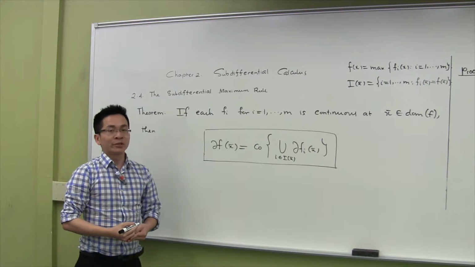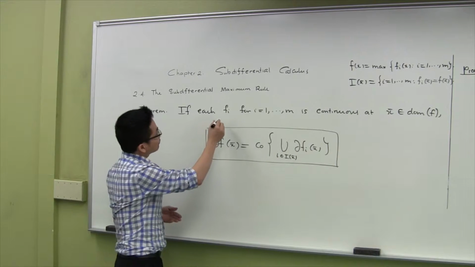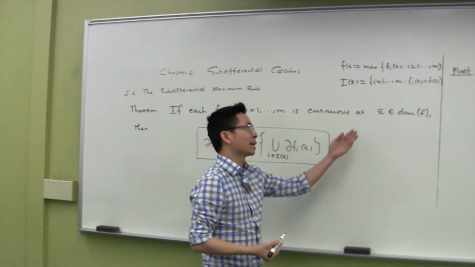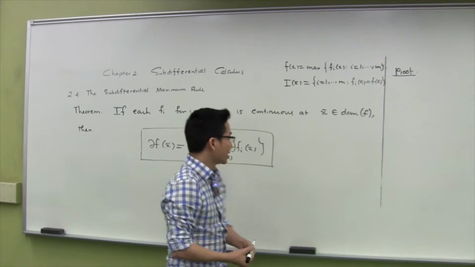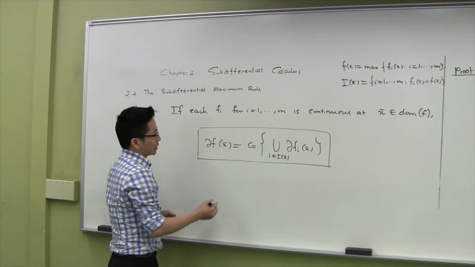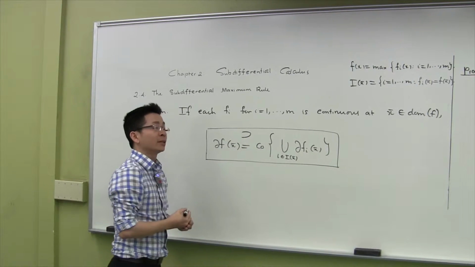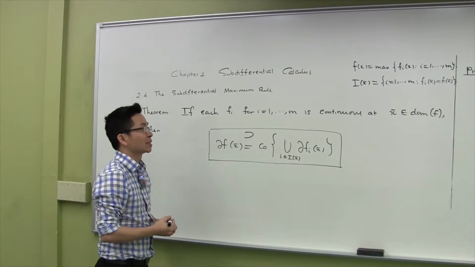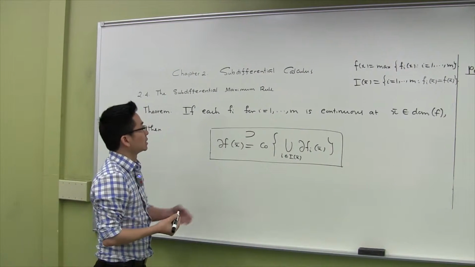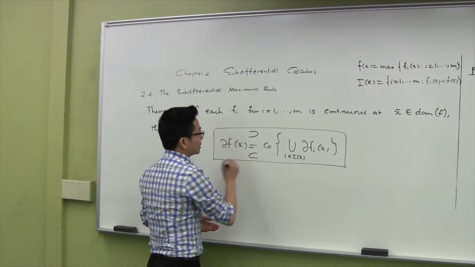Now we are ready to prove the main theorem of this lecture. That is, if each function fi for i runs from 1 to m is continuous at a point x bar in the domain of the function f, then we have this nice subdifferential formula. In the previous proposition, we already showed that the opposite inclusion here is satisfied without assuming the continuity of fi. Now, under the assumption given here, we are going to show that this inclusion is satisfied.